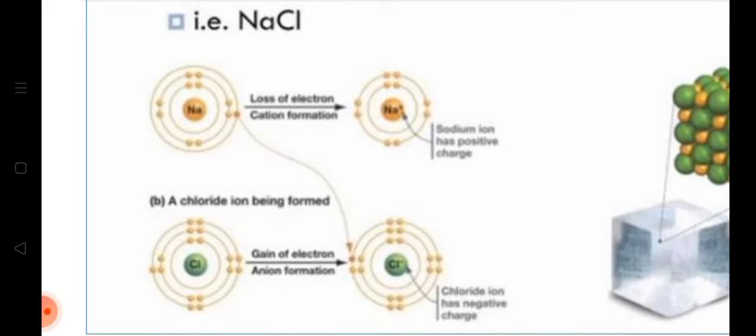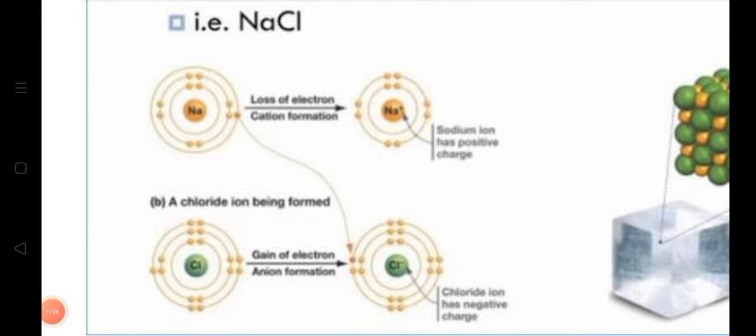Since Na loses an electron, it becomes a positive ion, while Cl gains an electron, so it becomes a negative ion. So positive and negative charges are attracted to each other like magnets. Sodium gives away one electron and becomes Na+. Chlorine takes that electron from Na and becomes Cl-. So Na+ and Cl- stick together to form table salt.